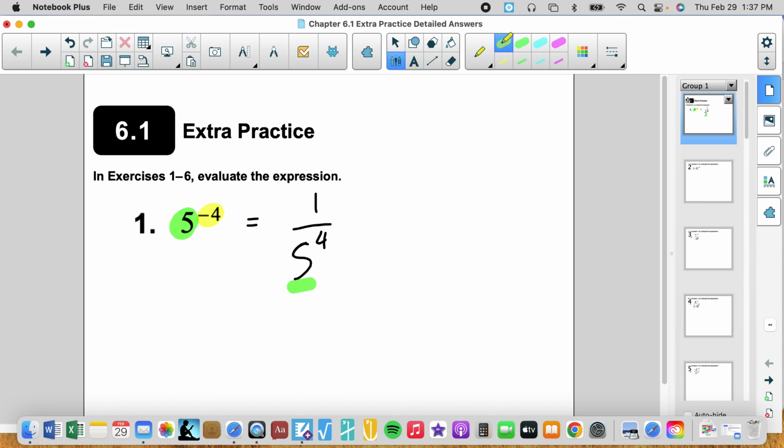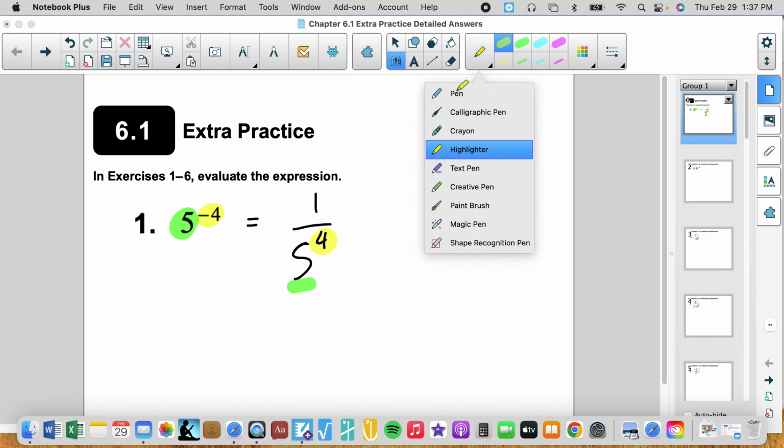We notice that the exponent went from -4 to +4. I always like saying that when you change the location, you change the sign. Or if you change the sign of the exponent, you change the location, meaning numerator and denominator. So that'll be up to you on which technique you use. I like that.